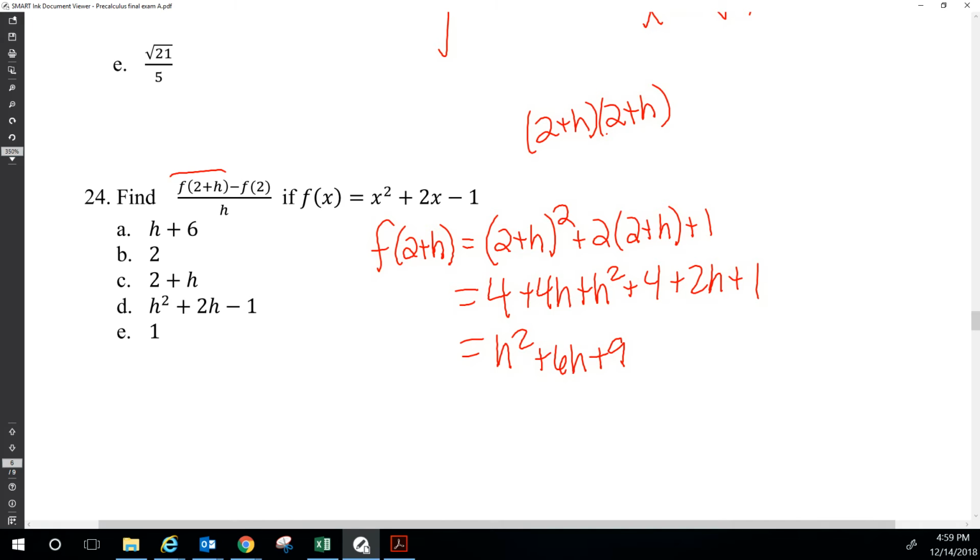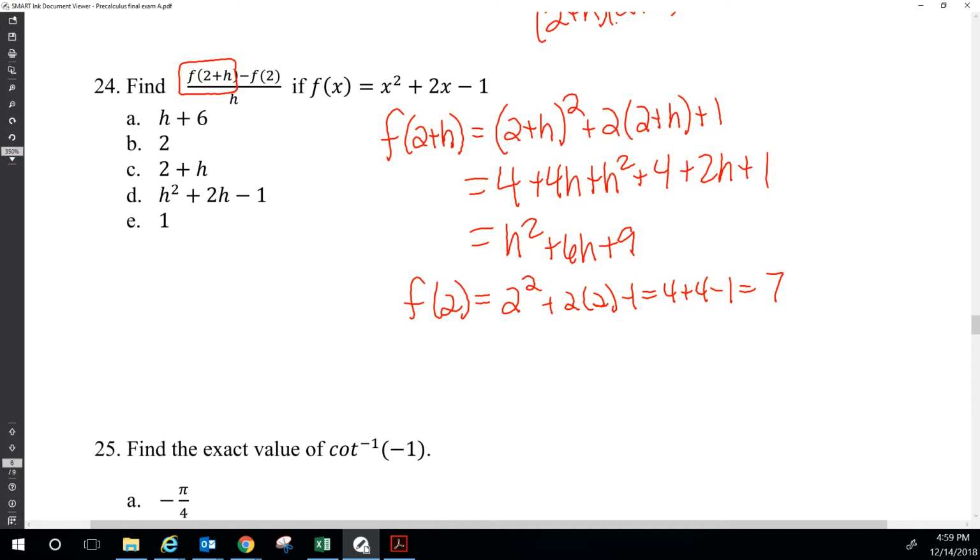So that was just finding this piece. I still need to find f of 2 and then subtract those guys and divide by h. So f of 2 would be 2 squared plus 2 times 2 minus 1, that's 4 plus 4 minus 1, 8 minus 1 is 7. So now I'm going to put it all together. F of 2 plus h is h squared.